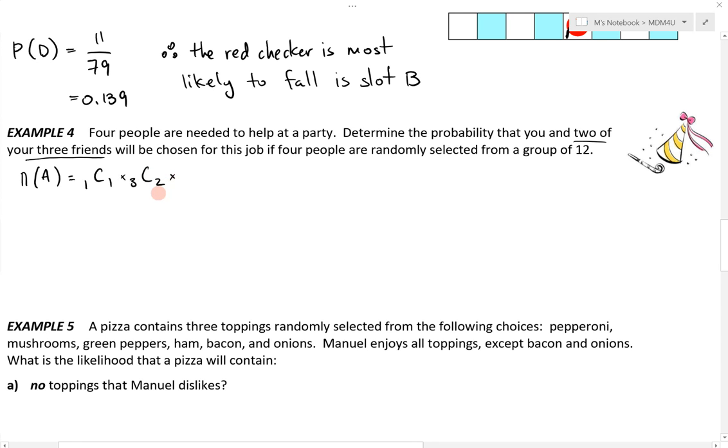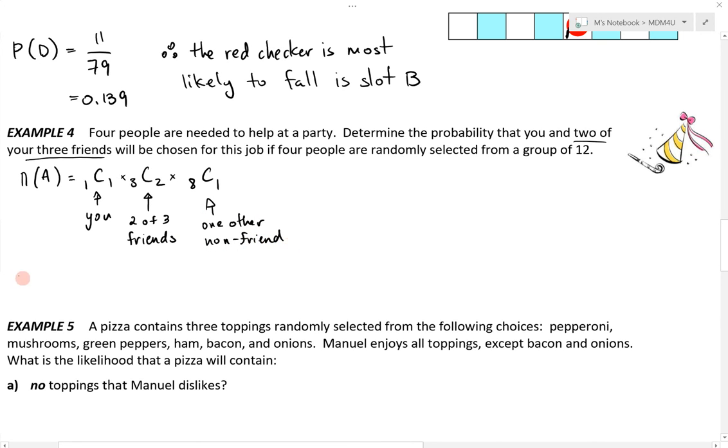So who's left? You have a group of 12. And if you're part of that group of 12, then you subtract 3 from your friends, you subtract yourself, so you have only 8 people left to choose from. So it's going to be 8 choose 1. So this represents you. This represents 2 of 3 friends, and this represents 1 other, and we're going to call them a non-friend.